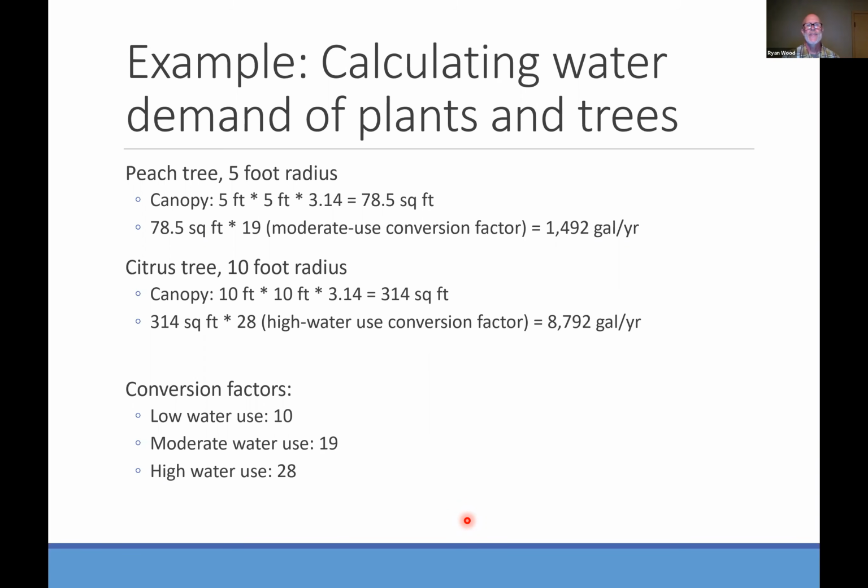So if we took that same number, 78.5, so if our citrus tree was only 10-foot diameter versus 20-foot diameter, which would mean it's a 5-foot radius, now that citrus tree is only going to require about 2,200 gallons of water a year. Okay, so the smaller the citrus tree, the smaller the square foot area, then the less water, less root system that it has. Okay.